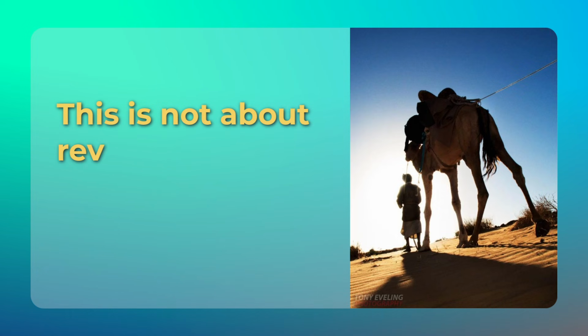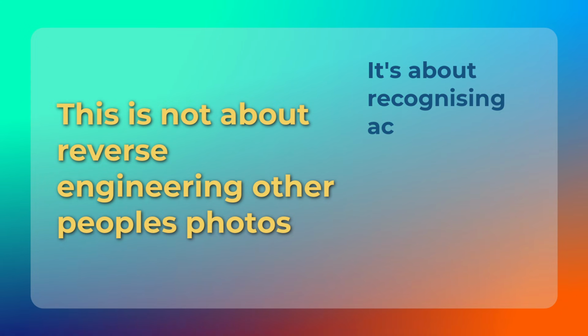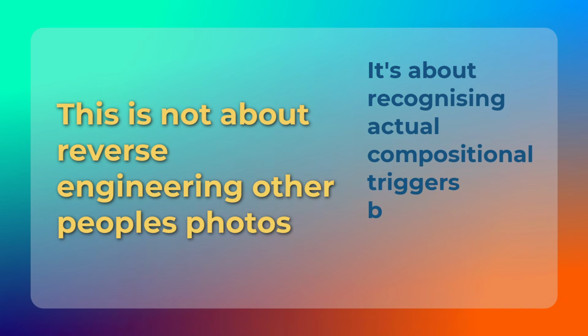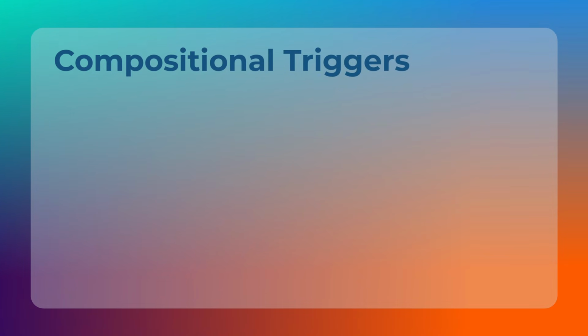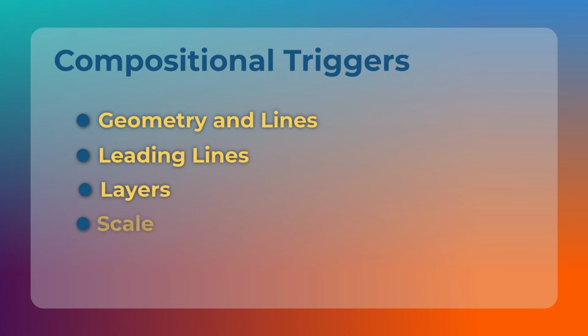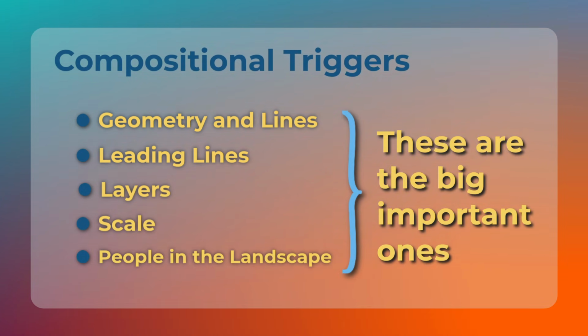So the important thing to understand is that none of this is about reverse engineering other people's photos. It's about recognizing the visual triggers in front of you that create that instinctive moment, the moment you think that this would make a good photo. The 5 compositional triggers that I've talked about here aren't the only triggers that exist. There are others, but these are the big ones, the most common and the most reliable.